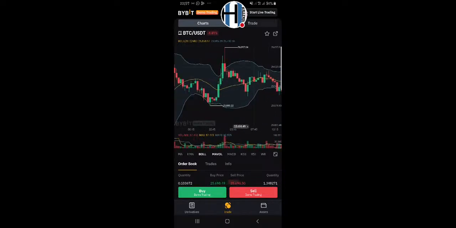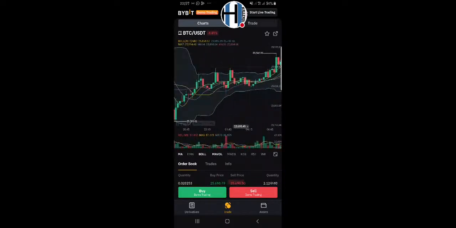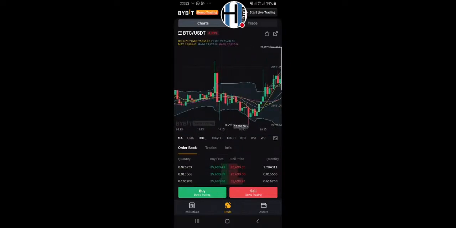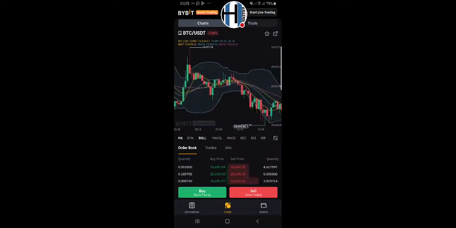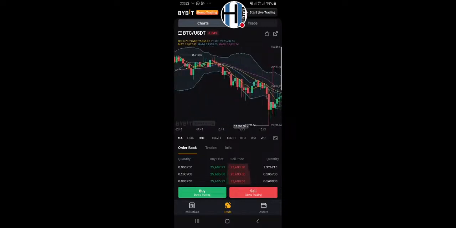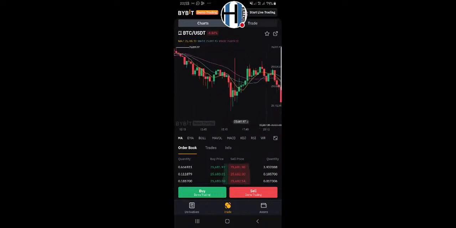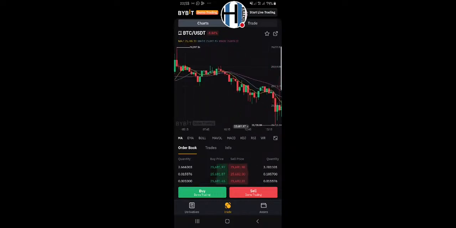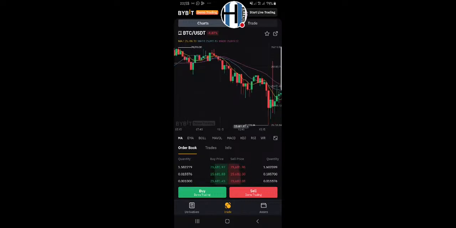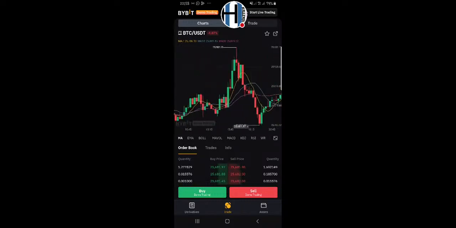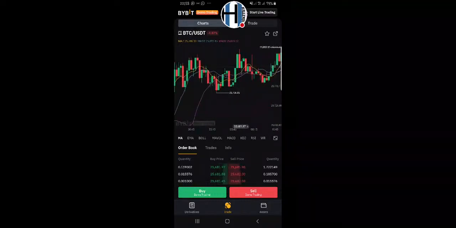So that is volume. The moving averages, these three colors. See these three colors, they are the green, yellow, blue, and purple lines. They are the moving averages of the token.